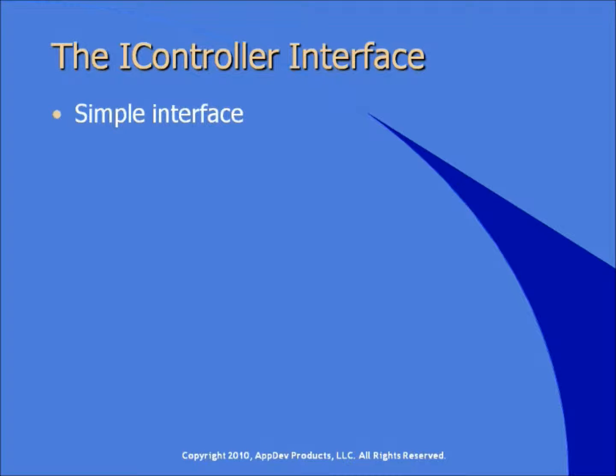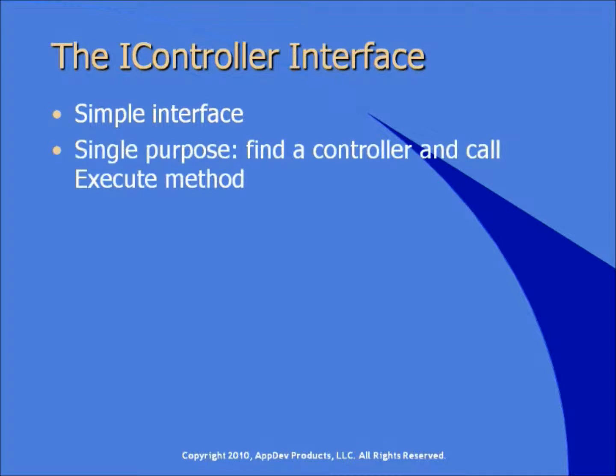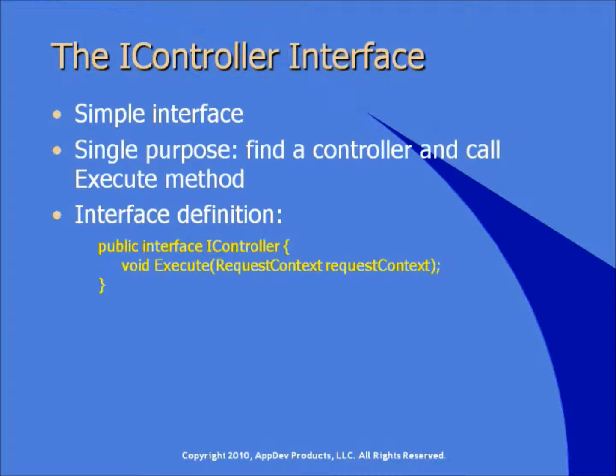The requirement that controllers implement the IController interface really isn't asking all that much of your controller classes. The interface's single purpose is to provide a way for ASP.NET routing to find a controller and call an Execute method. It has a very simple interface definition. This is the code that implements the IController interface directly from the source code of the System.Web.Mvc project. That source code is written in C#. There's not a VB version of it.